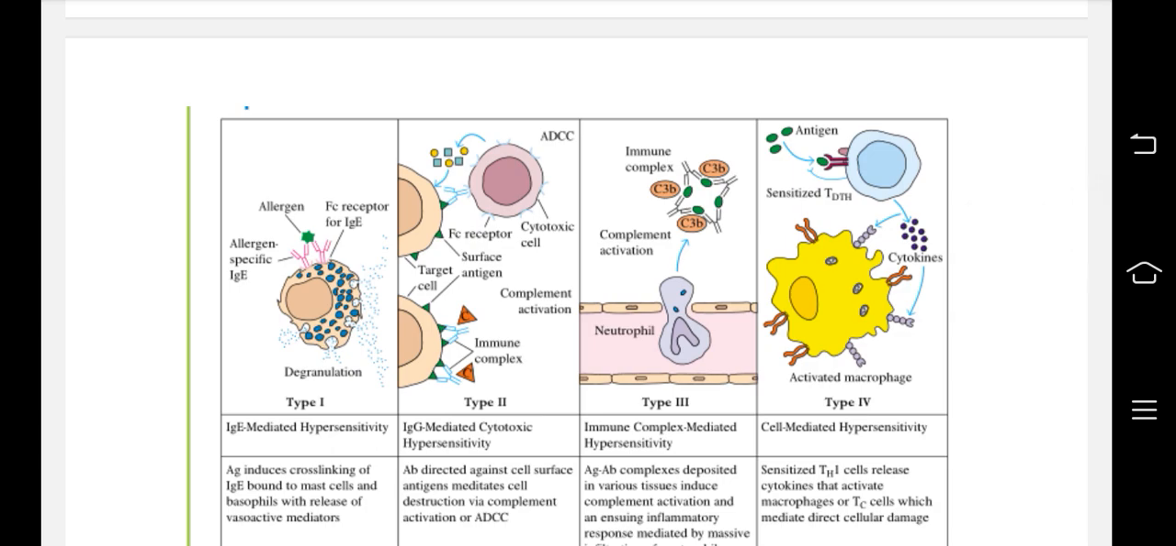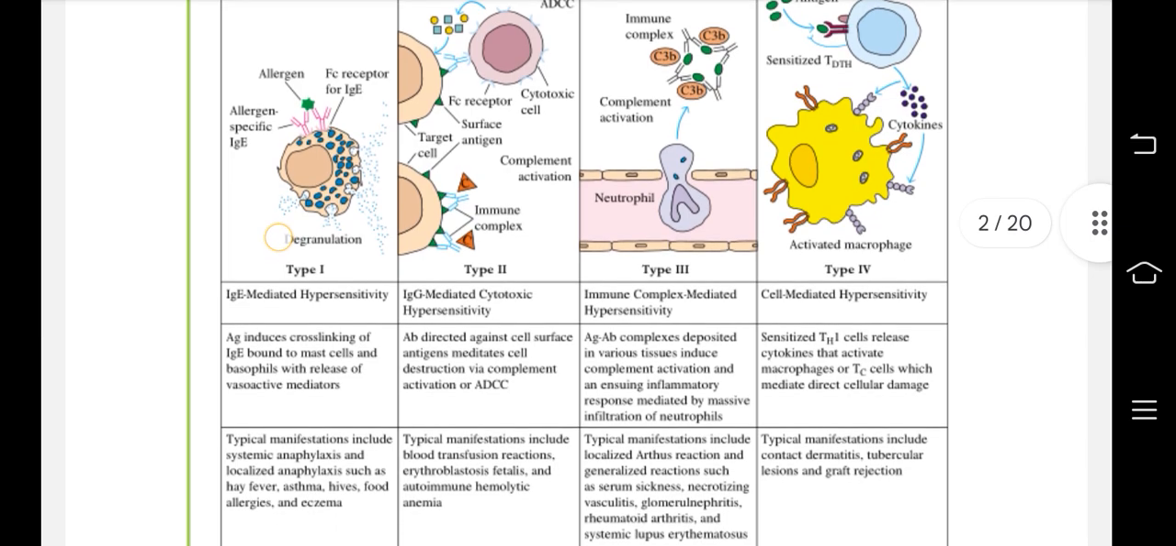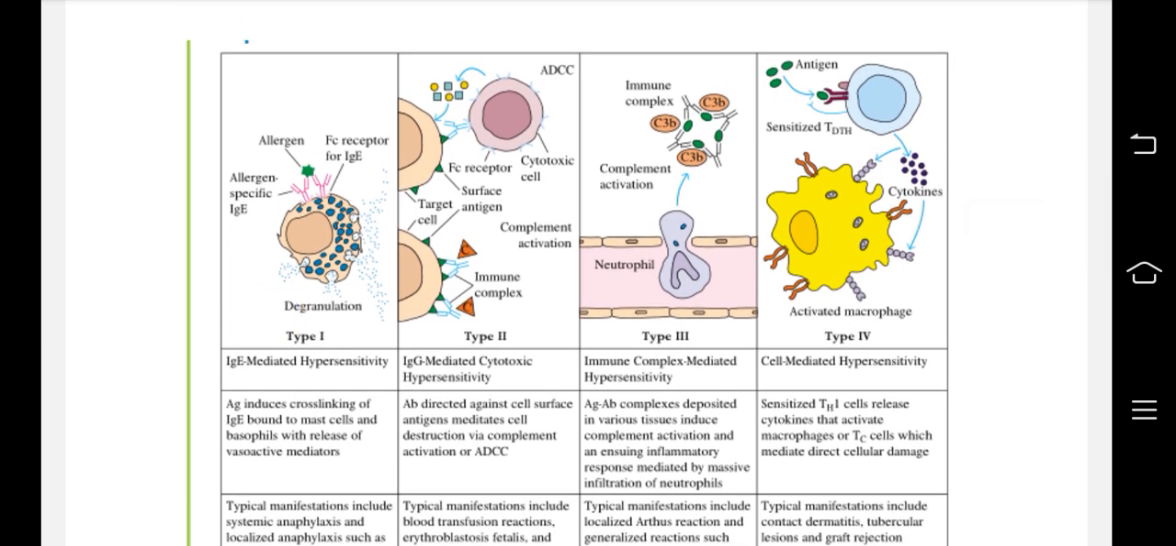So let's start. A quick recap of this particular topic. This is a pictorial depiction of various mechanisms and classes of hypersensitivity: type 1, type 2, type 3, type 4. If you closely gaze at this first picture, you could see portions like allergen, the receptor for IgE, antigen specific IgE, and then some sort of degranulation taking place.